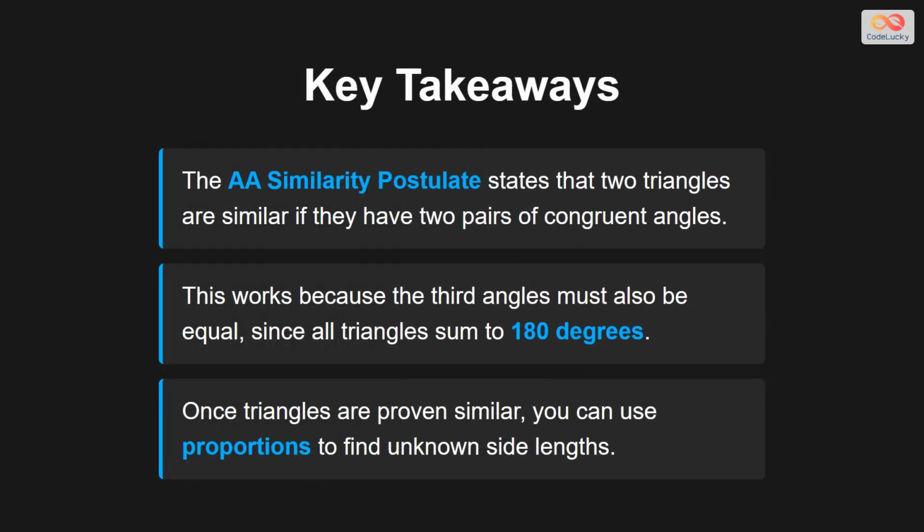So, let's recap the main points. The angle-angle similarity postulate is a straightforward way to prove triangles are similar by confirming just two pairs of congruent angles. This works because the third angles are forced to be equal. And once similarity is established, we can solve for unknown side lengths using proportions.